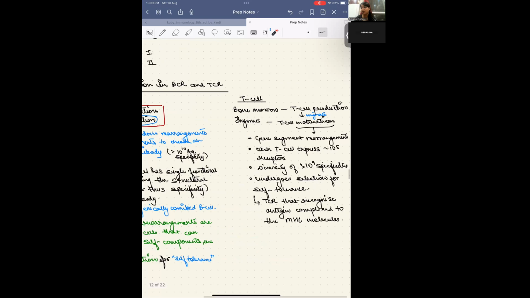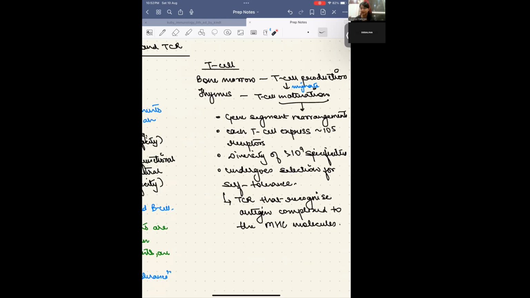Similarly, if we look at the T cells, we have the bone marrow where the T cell is being produced, but it is in the thymus that the process of maturation is achieved. One thing that we need to appreciate is that unlike the B cell, we have lots of receptors present on the T cells. Somewhere around 10 raised to the power 5 receptors are present on each T cell, right? And there's also a lot of gene segment rearrangement happening. So similar things are happening here also, so that every T cell is specific to recognize a particular combination, a particular complex of antigen and MHC molecule, right? The order of diversity is somewhere around 10 to the power 9, and they also undergo selection for self-tolerance.